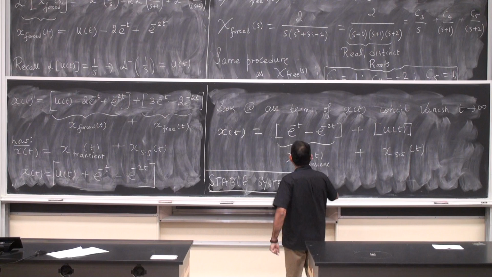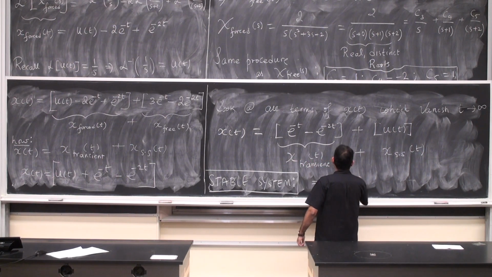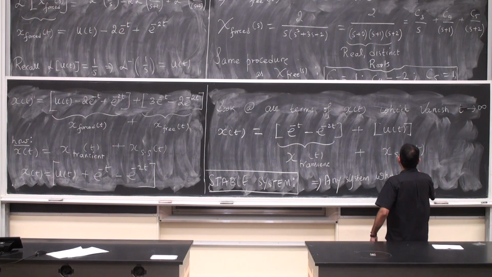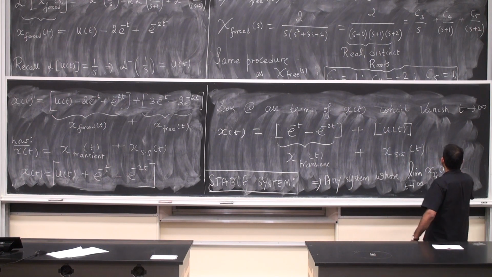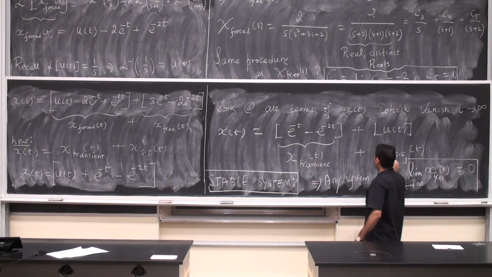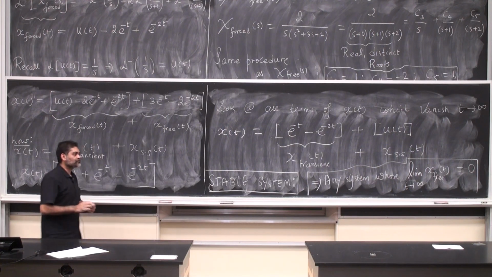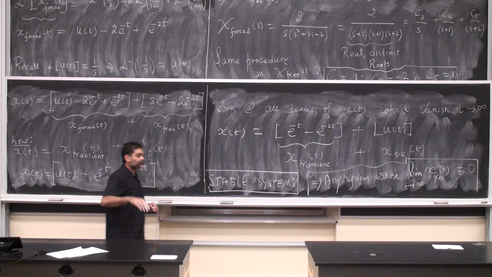I'm going to write this down and then we're going to move on. So any system whose limit as t tends to infinity of x free of t is 0. I'm going to elaborate on this in the next class with an example. Thank you.